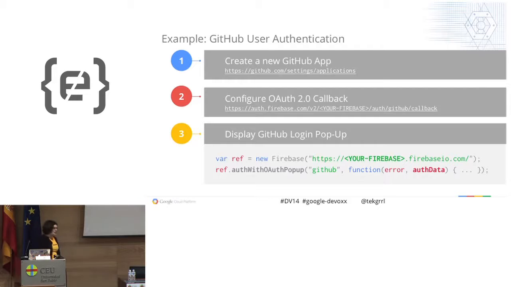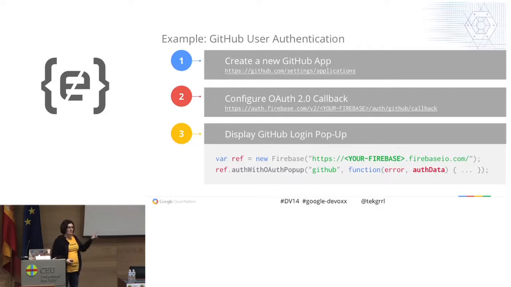And then in your code, very, very simply, you display the GitHub login pop-up as required when the user is not authenticated. So in this case, we're showing very, very simple code here. We have a reference to a Firebase, and we're calling on that ref authWithOAuthPopup, GitHub being the auth provider we want to use, and a callback function. This is JavaScript, of course. A callback function, which ultimately will result in this auth data object being set.